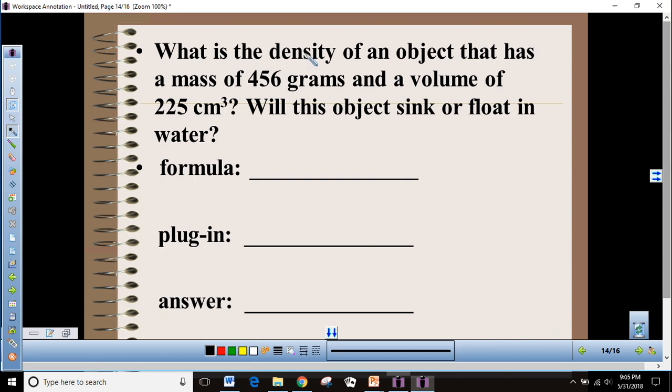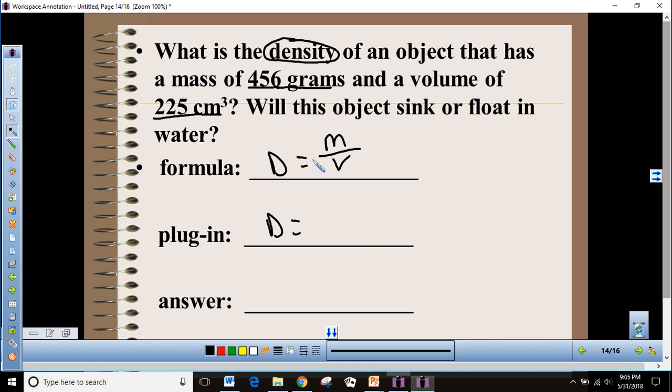Okay, it says what is the density of an object? So we are looking for density that has a mass of 456 grams and a volume of 225 centimeters cubed. Will it sink or float in the water? Well, we're looking for density. So density is the mass divided by the volume.